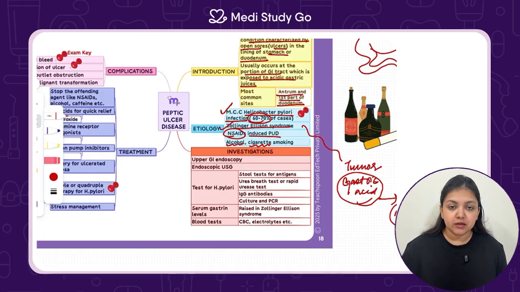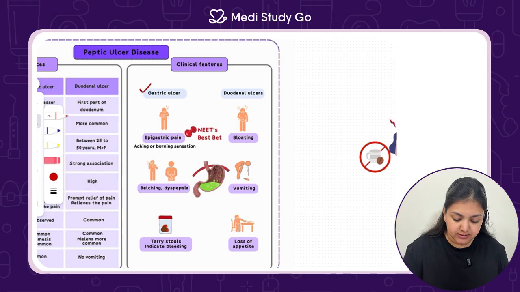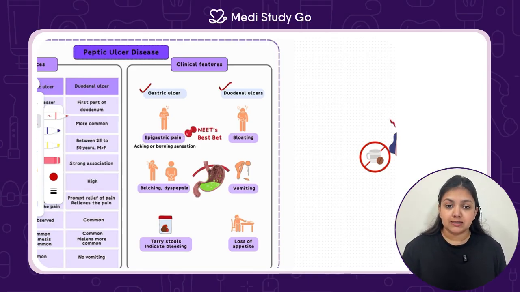That is the clinical features of the disease. There can be two types of ulcers. As we know, we have studied two locations, the stomach and the duodenum. So either there can be ulcers in the stomach or there can be ulcers in the duodenum. So that is gastric ulcer and duodenal ulcers. Both do share some common features, but some characterization is present which will help you to differentiate between the occurrence of these two if any patient reports.